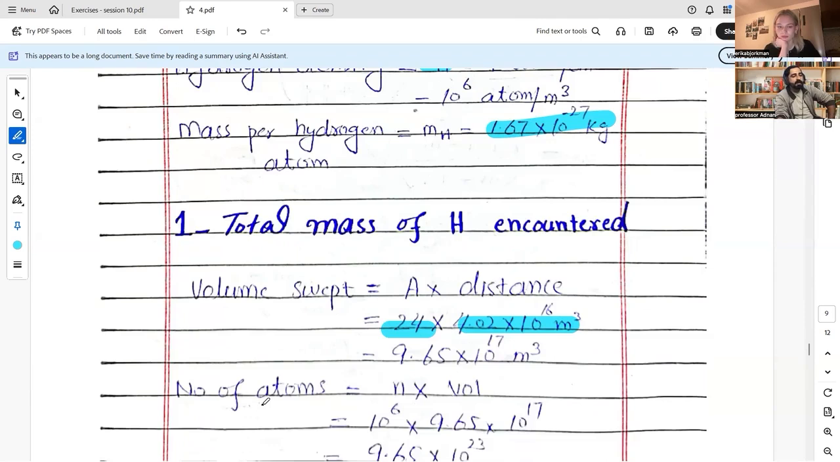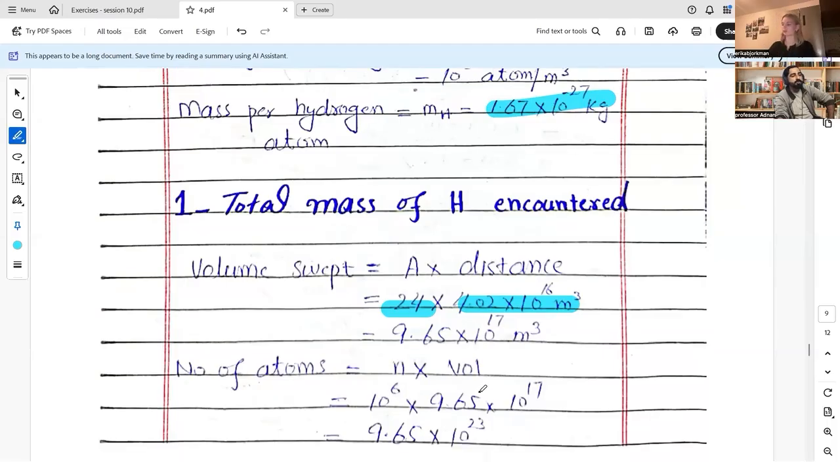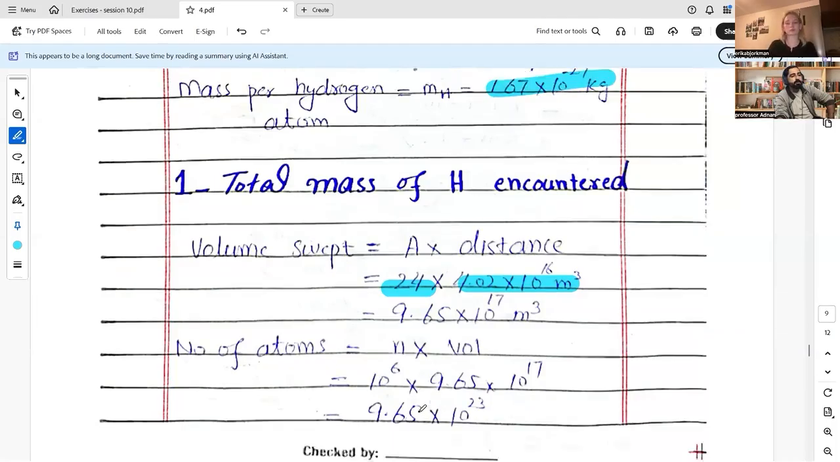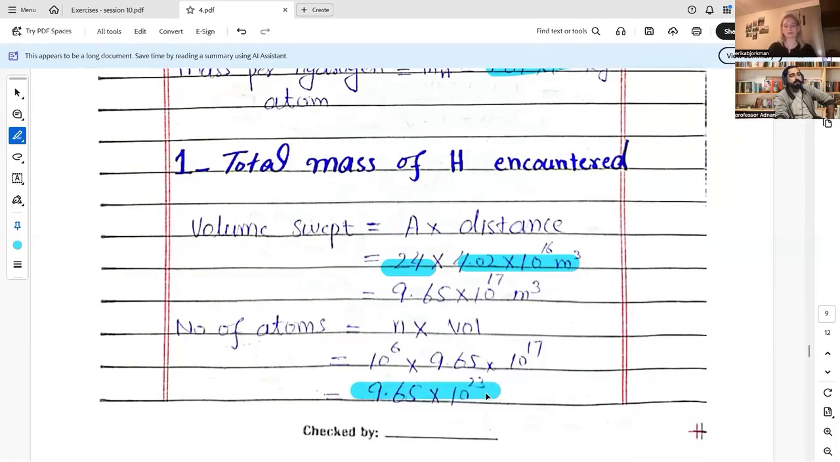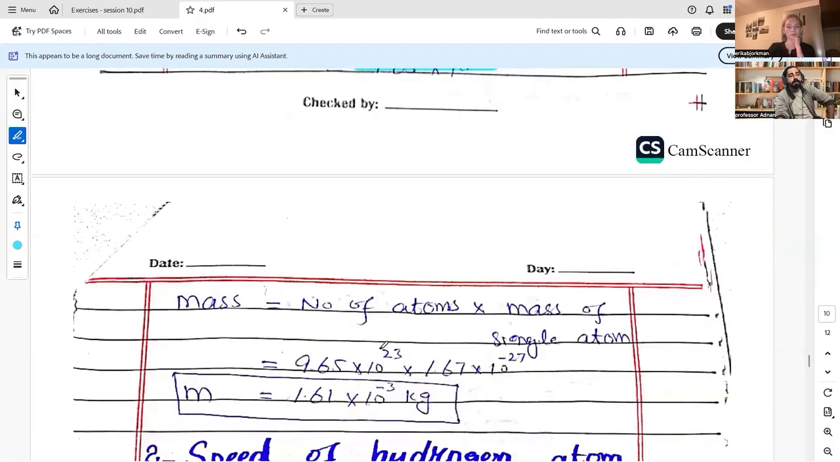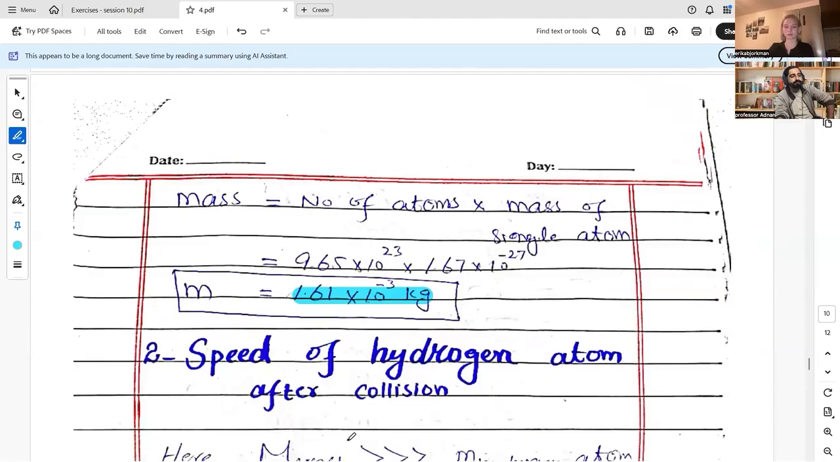Now the number of atoms you need to find. So atom density, single atom per meter cube, is 10^6 multiplied by the volume, and these are the total number of atoms. If you know the total number of atoms and you know the mass of a single atom, you need to multiply them to calculate the mass. That is 1.61 × 10^-3 kilogram.